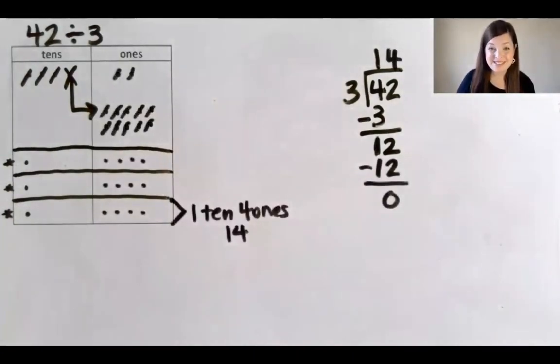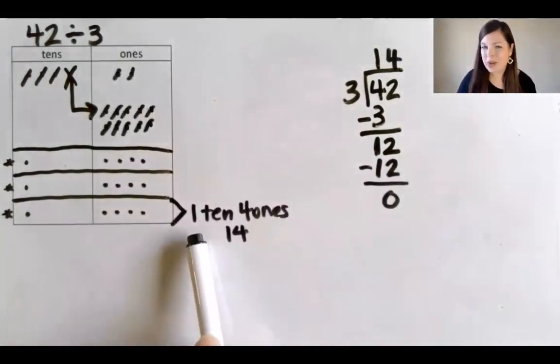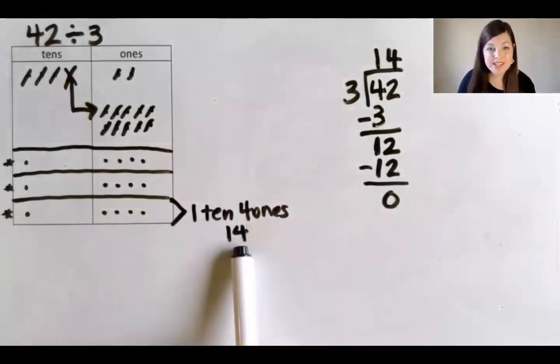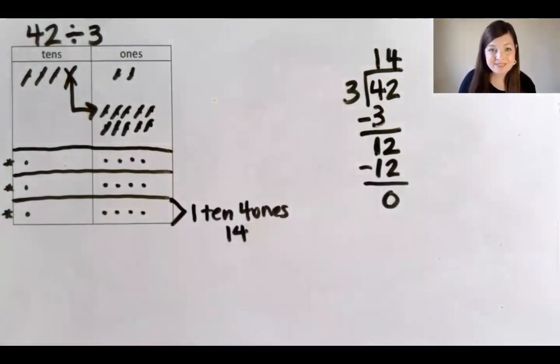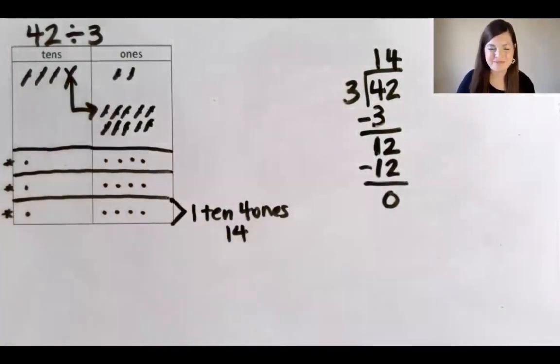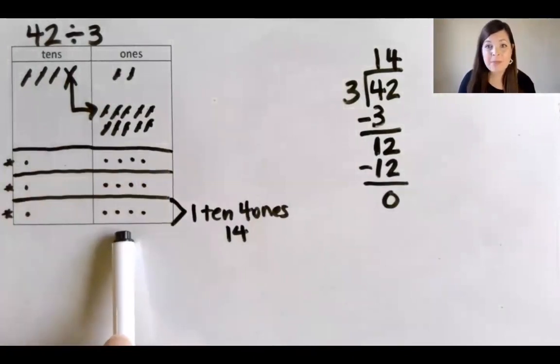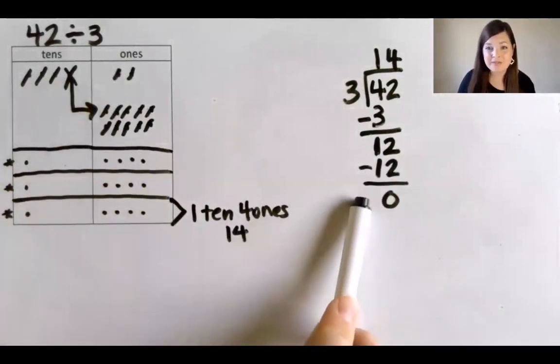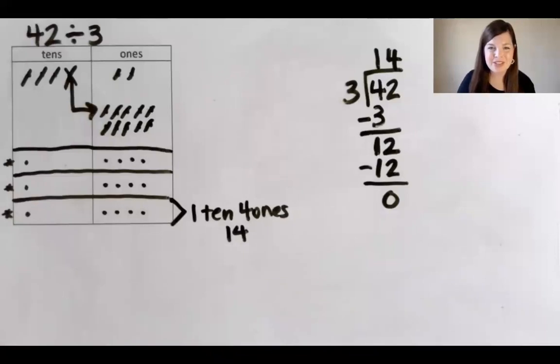So what's our quotient? 1 ten 4 ones, or 14. Was there any remainder? Nope, we used all of the ones, so there was no remainder. Now, how does the work we did in the place value chart match the work we did in the long division? Pause the video to explain what you're thinking.